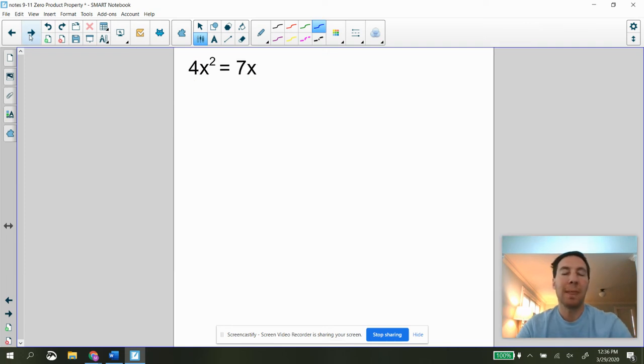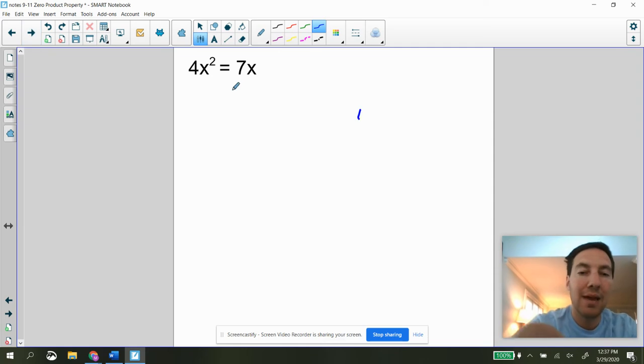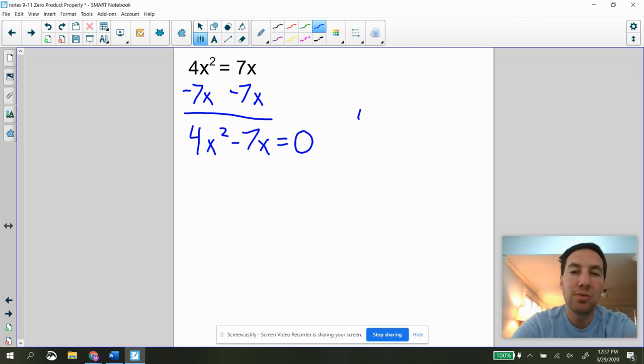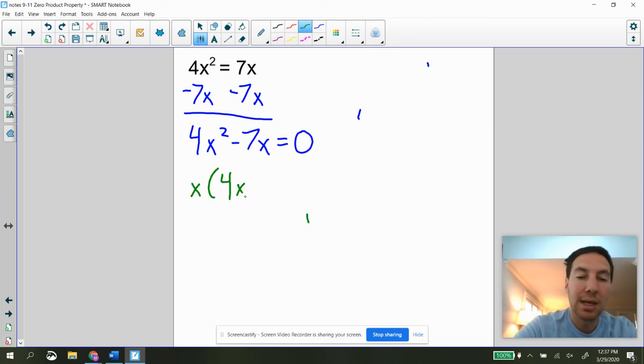All right, let's do one more. Same idea here. 4x squared equals 7x. I don't see that 0, so let's get everything on the same side. Subtract 7x from both sides. I got 4x squared minus 7x equals 0. What do those two terms have in common? Well, 4 and 7 don't have a common factor, so again, all we're pulling out is an x. X times what would be 4x squared? 4x. X times what would give you 7x? Just a 7 here.